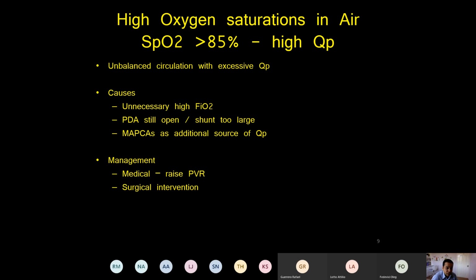Major aortopulmonary collateral arteries could be another source of QP. How do you manage it? You can ventilate adequately or not, and increase the pulmonary vascular resistance, and see if the circulation stabilizes. But sometimes you need to intervene if there is a persistent high QP. This is less of a problem in this circulation, more of a problem in a single ventricle pathway.